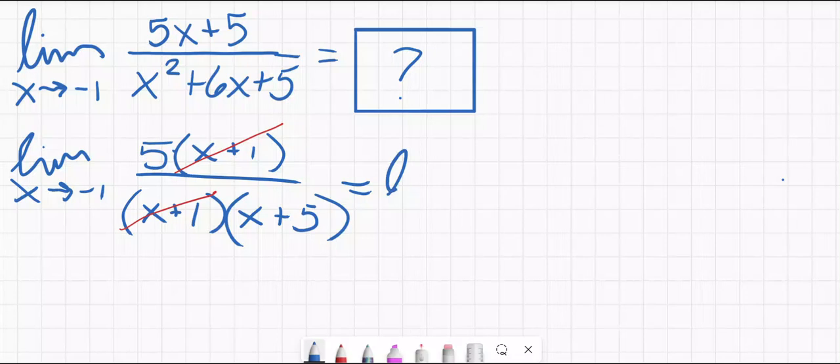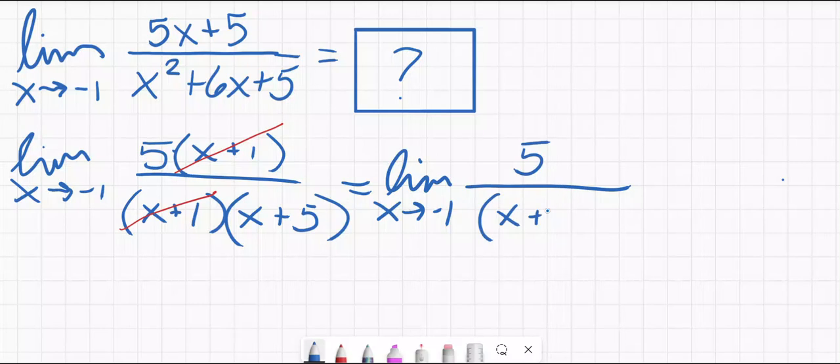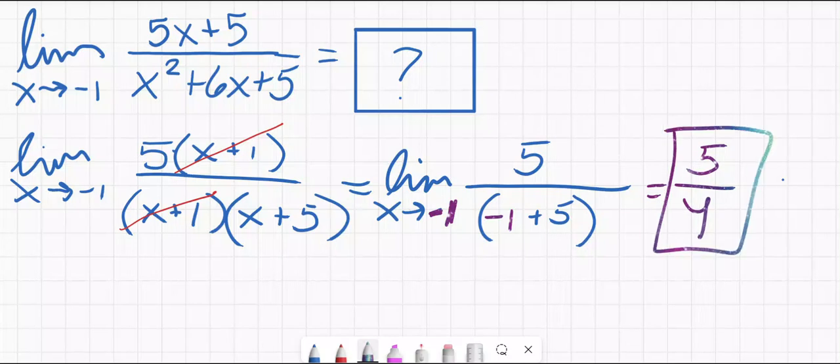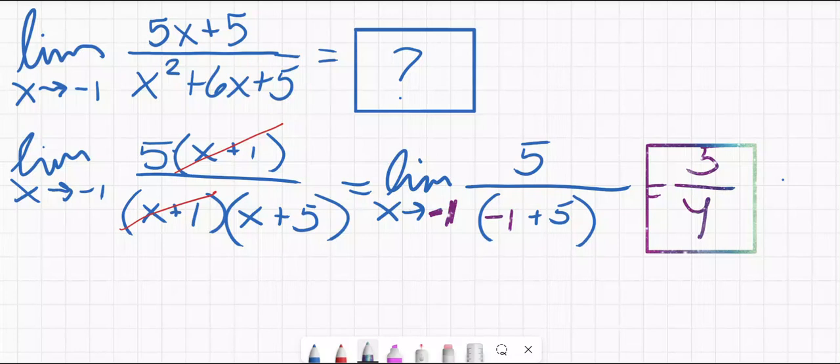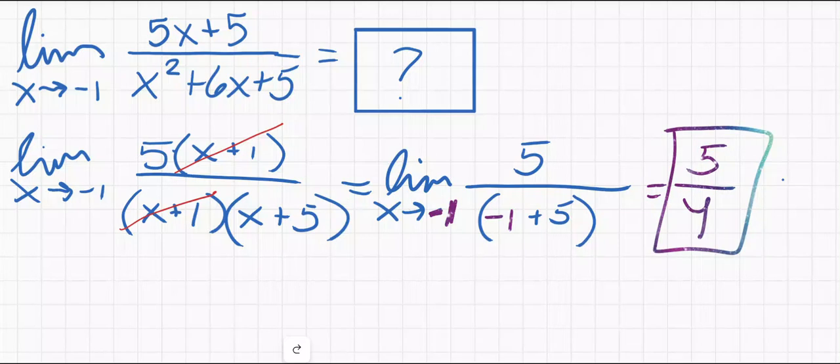And so what we've just done is turn this into a limit where we can plug in -1, because now our fraction just looks like this. And so now where there used to be an x, we'll put a -1 instead. Right, we couldn't do that before because we'd get undefined, so we'd be dividing by 0. And it looks like we end up with 5 over 4, or kind of like we thought, 5 over 4 as a decimal is 1.25.